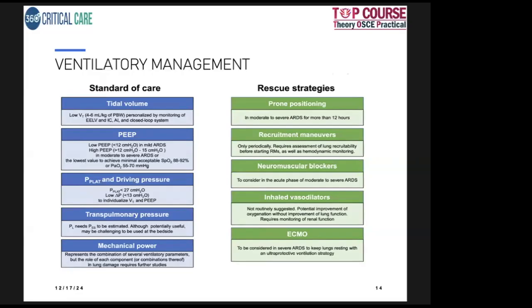Coming on to ventilatory management of ARDS, where it can be divided into standard of care and rescue strategies. Standard of care includes low tidal volume, optimal PEEP, managing the plateau and the driving pressures, transpulmonary pressure adjustments, and mechanical power. And the rescue strategies include prone positioning, recruitment maneuvers, neuromuscular blockers, inhaled vasodilators, and ECMO. We'll see everything in detail.